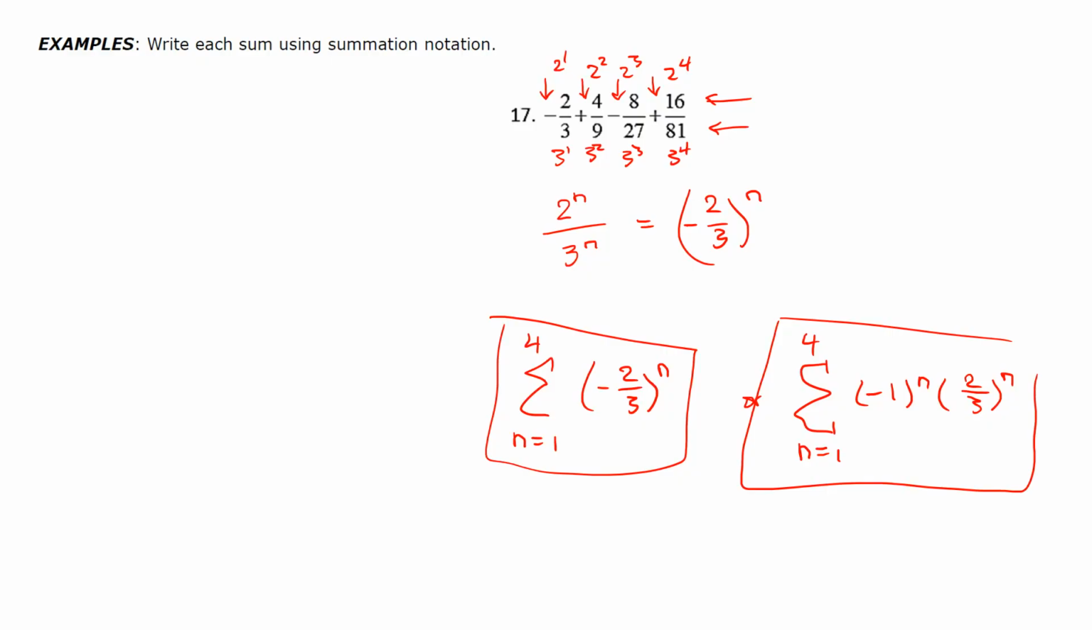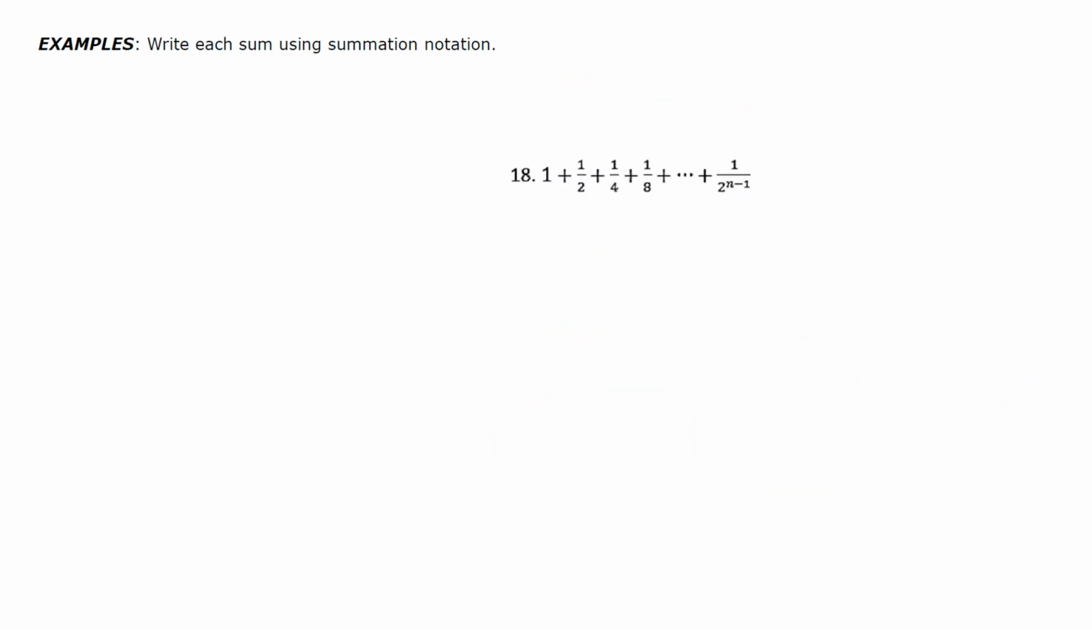All right, and 18. So we have 1 plus 1/2 plus 1/4 plus 1/8 plus all the way up to 1/2 to the power n minus 1. Now this one is special because they give you the expression that you're going to use at the very end, which is great. This is a summation where you're going to go to infinity, or in this case, all the way up to n, whatever n is in the problem.